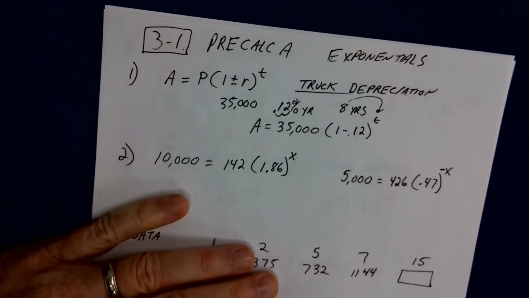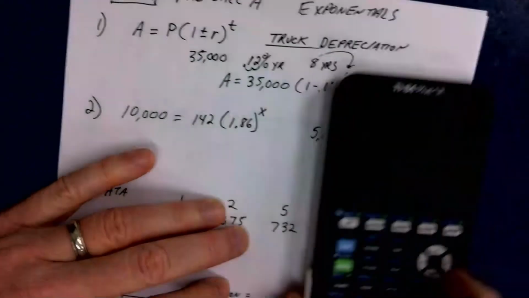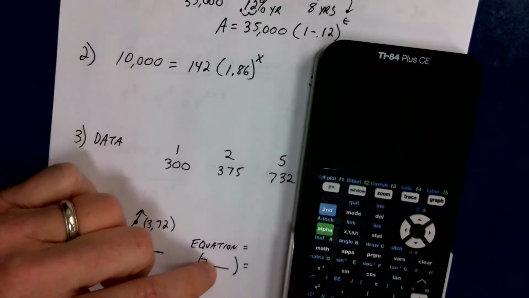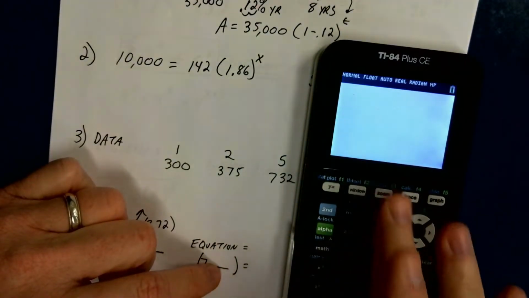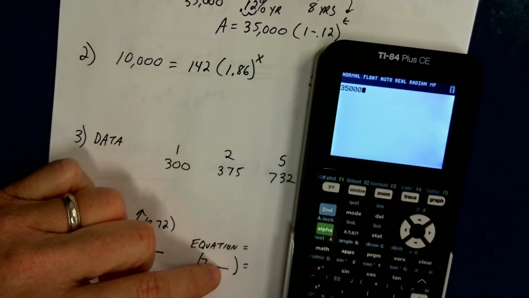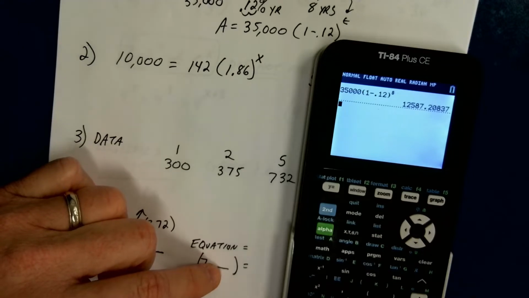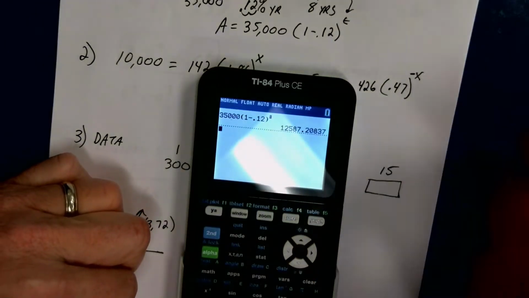Because I have it like this, I can answer that question on my home screen here. Clear, so I can do 35,000 parentheses 1 minus 0.12 close parentheses raised to the 8, and I get $12,587.20.